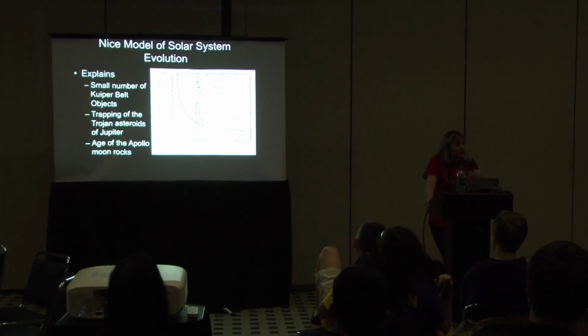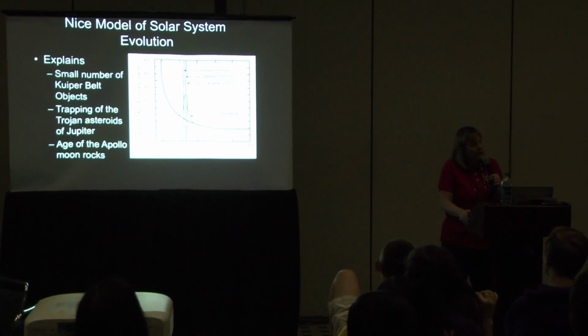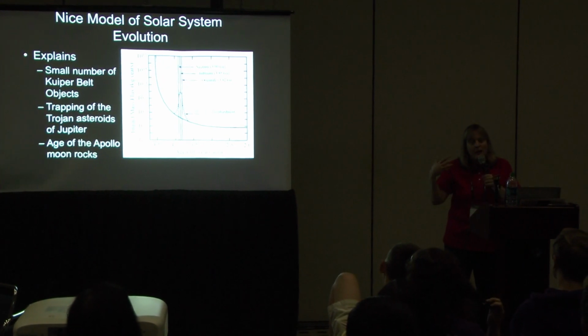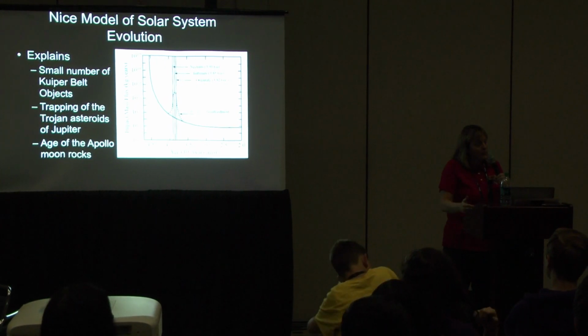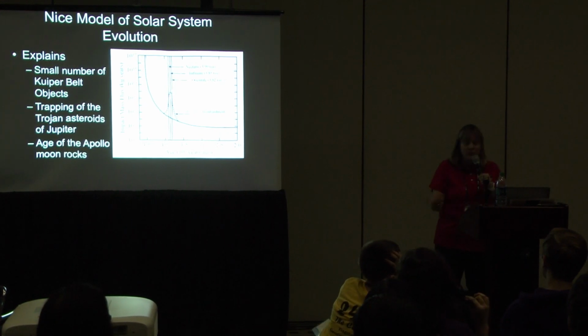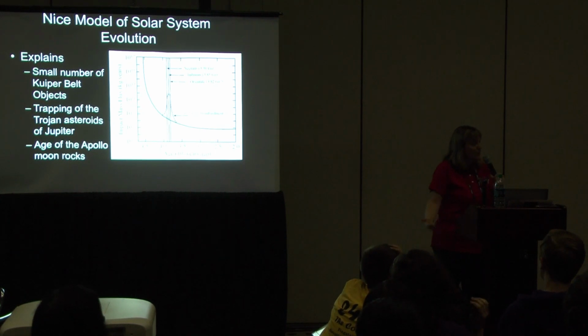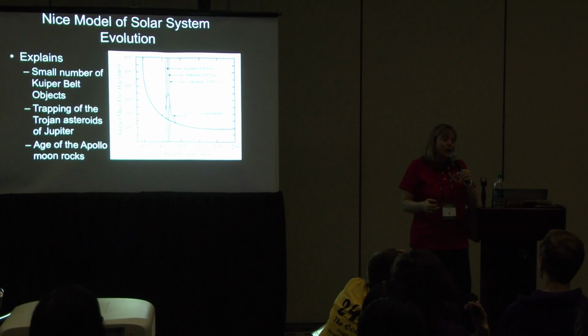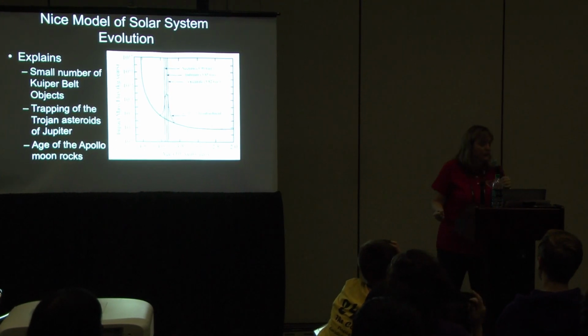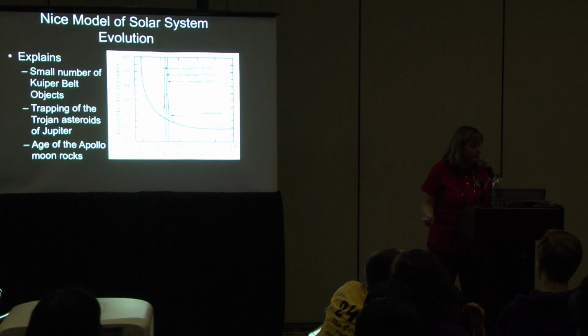We got the rocks back from the Apollo missions, and it showed that a lot of the craters on the moon were formed about 3.8 billion years ago. And you might remember that I said that the solar system formed 4.6. Well, what can explain why we have a massive influx of impactors on the moon and likely on the Earth 800 million years after the formation of the solar system?